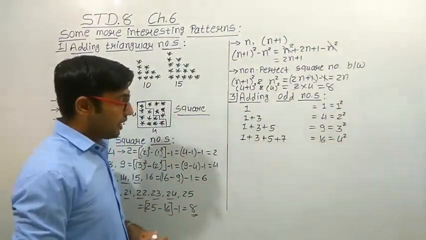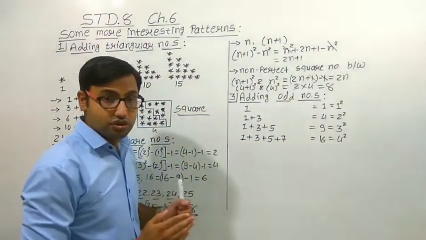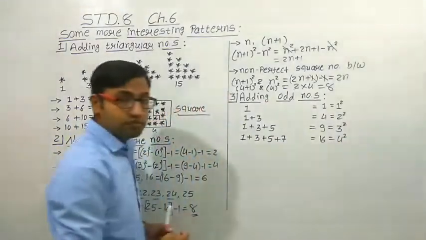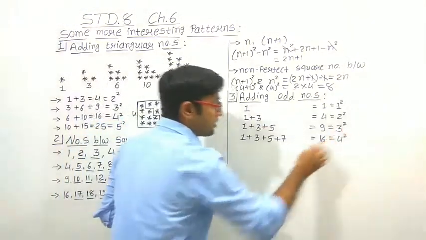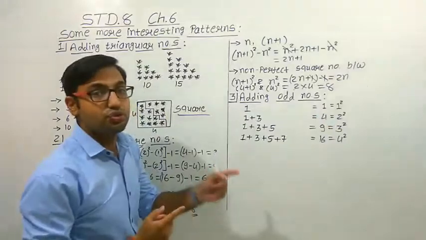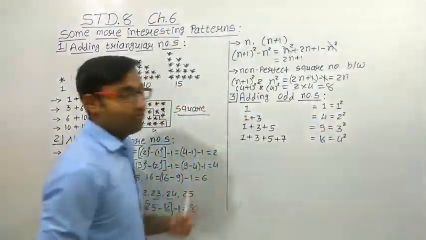So you notice the pattern that when we add 4 first odd numbers, the total we get is 4 square. If we add 3 odd numbers, the result we get is 3 square. If we add 2 odd numbers, the result we get is 2 square. If we add 1 number, then we get the perfect square of 1.